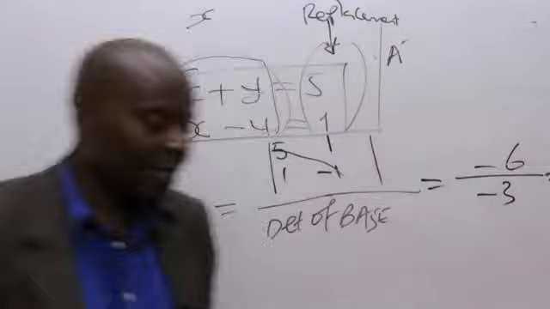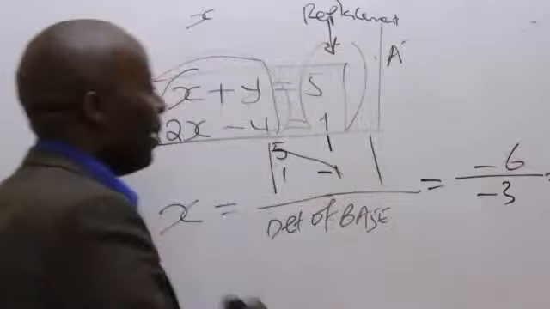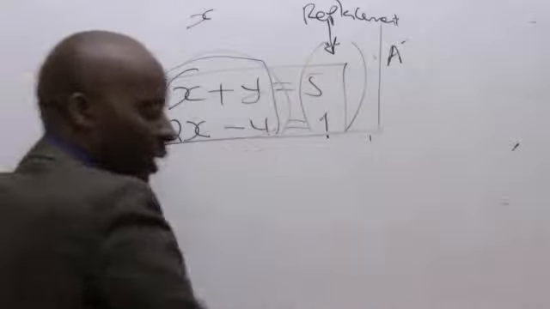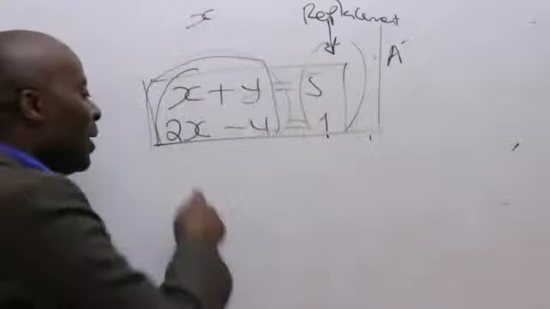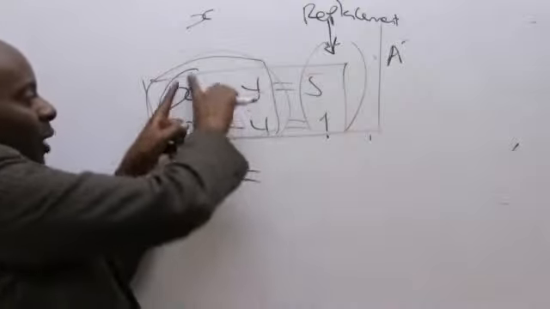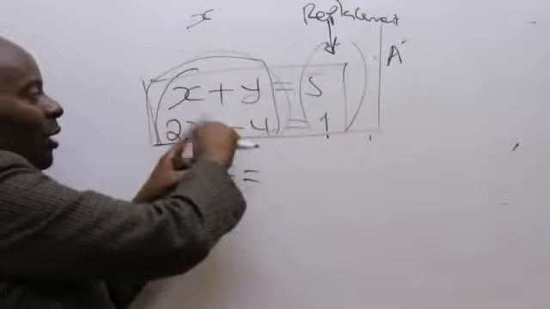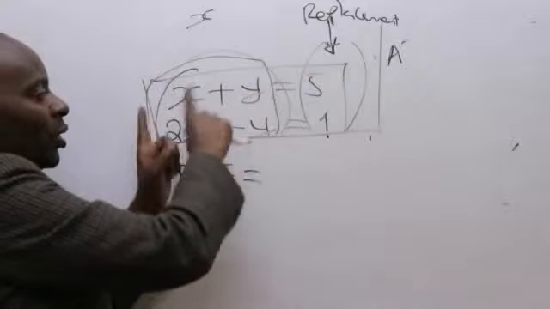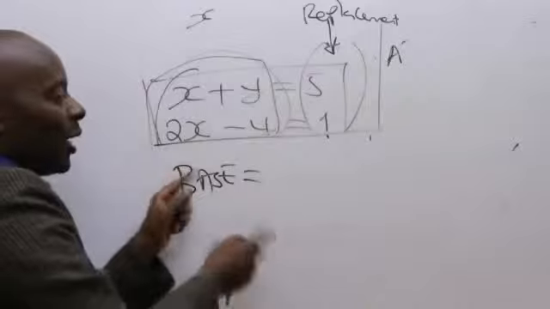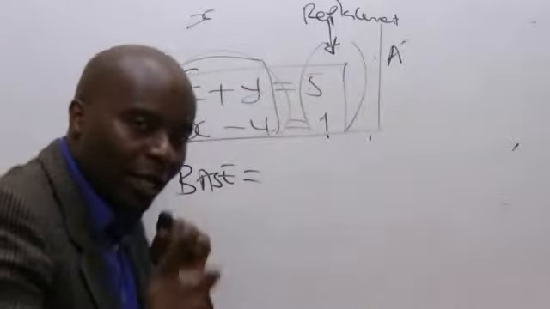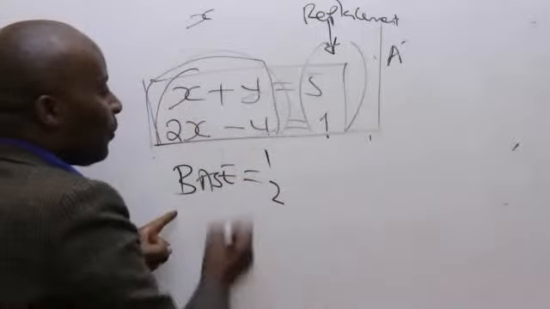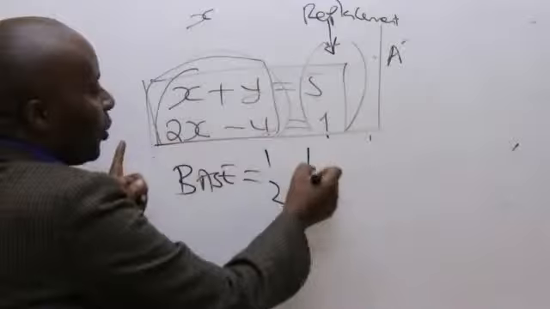Determinant of the base matrix. Remember, when we began this thing, we started by defining the base matrix. And the base matrix, we said, is constituted by what here? The coefficients of the unknowns. Here, the coefficients of x and y. Those numbers that come before x and y. So like now here, I can see the first column is 1, 2. And then I can see the second column is 1 and minus 1.